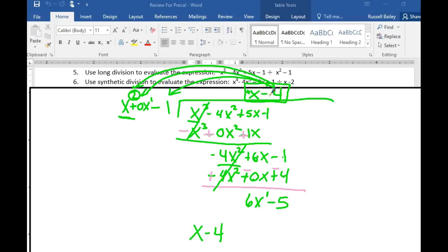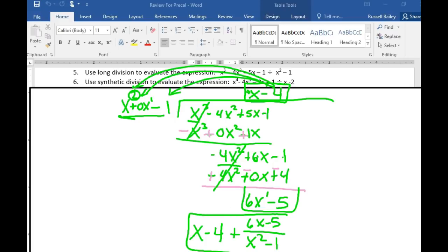But there's a remainder, right? We have a remainder left. So our remainder goes over our divisor. And notice that when I write my divisor, I took out the 0x. In the end, you don't need those zeros in there. We just needed that to keep the like terms lining up. Okay, that's a long and tedious type of problem, but something we got to know how to do. So there it is.